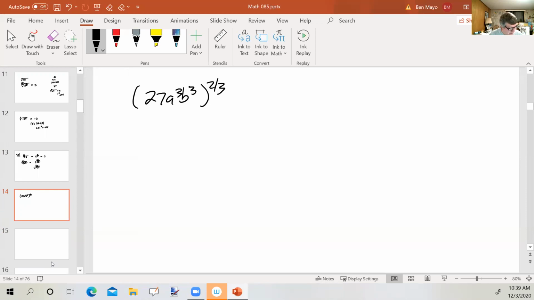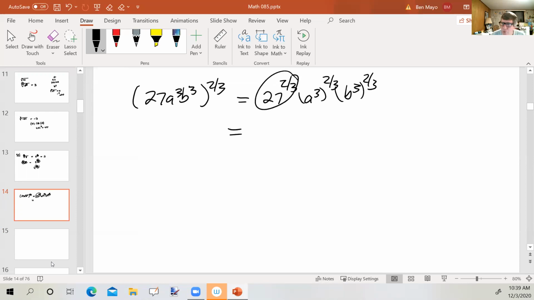So I have a product raised to a power on the outside. I'm going to take each factor inside and raise it to that outside power. So we get a 2/3 exponent on all the bases inside. Now, 27 to the 2/3 power, I could take the cube root first. The cube root of 27 is 3, and then that squared would be 9. So 27 to the 2/3 power is 9.